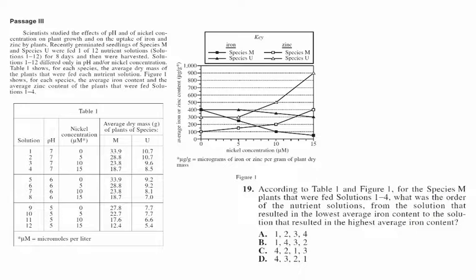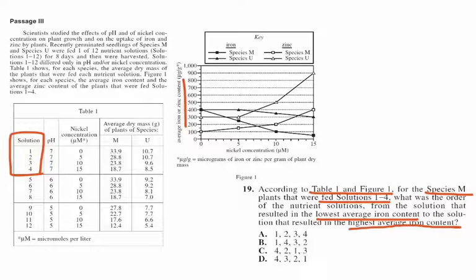According to table 1 and figure 1, for species M plants that were fed solutions 1 to 4, what was the order of the nutrient solutions from the solution that resulted in the lowest average iron content to the solution that resulted in the highest average iron content? So we're going low to high. And just like the previous question before, the nickel concentration is what's consistent between both table 1 and figure 1. So we're going to look at each of the solutions. So let's start with our choices, either solution 1 or solution 4.